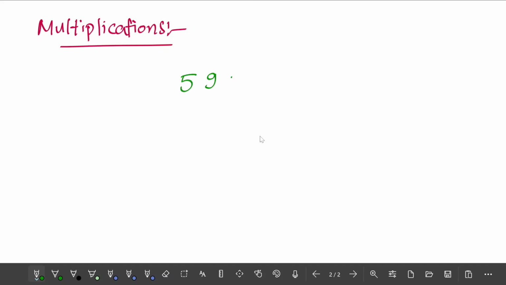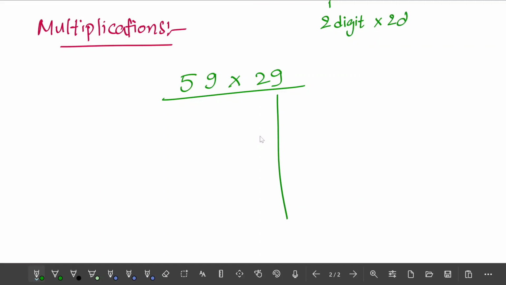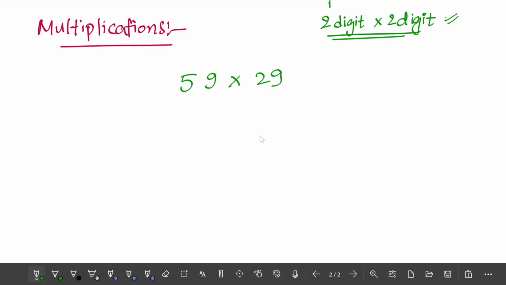Let us say 59 multiplied by 29. I will explain it in two different ways. One way, I know the table of 29, so I can do it easily. And the other way, you have to learn a method of double digit and double digit multiplication, 2 digit and 2 digit multiplication. This method works a lot and helps you a lot in the examination.